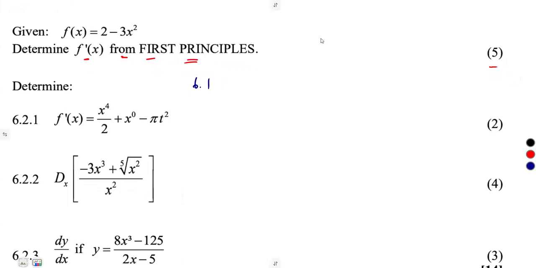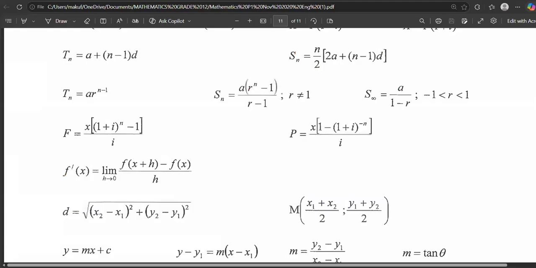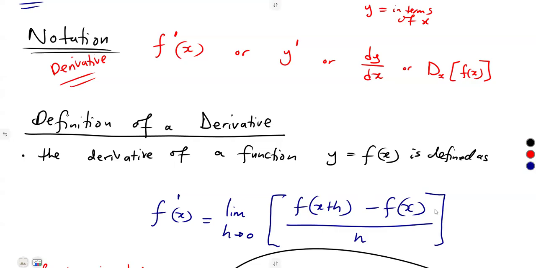6.1, we do understand that from the f of x that we are given, which is 2 minus 3x squared, in order for us to use the first principles, this is the part that we explained before, the definition of the derivative, which is our first principles. And like I said, you're given this in your formula sheet. You're not supposed to worry about that. The formula is already stated or given in the formula sheet. So it is just using that from your information sheet.